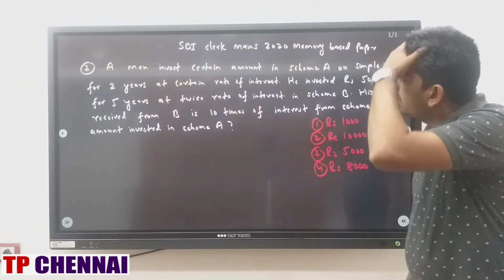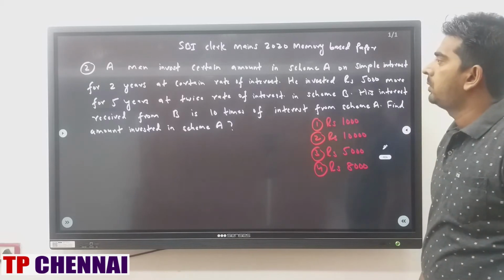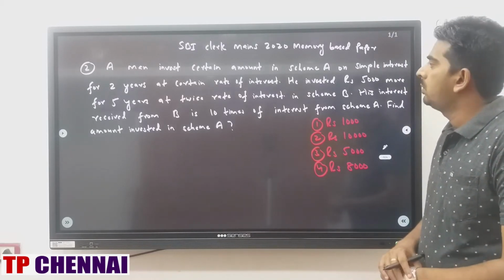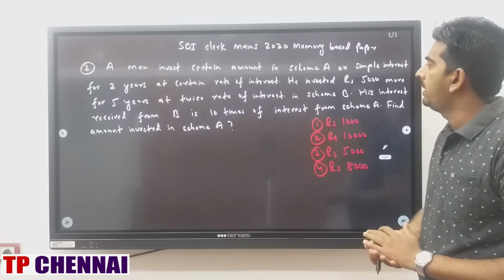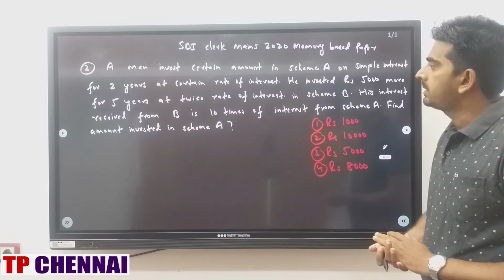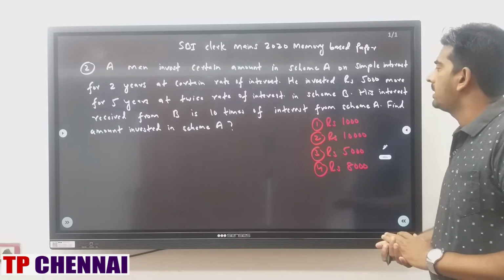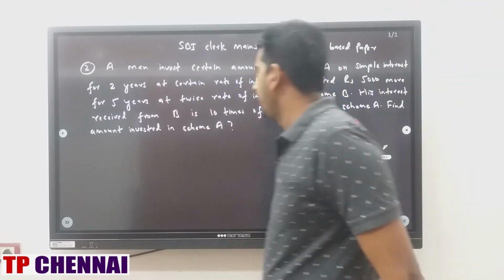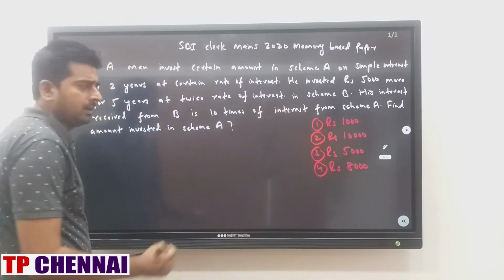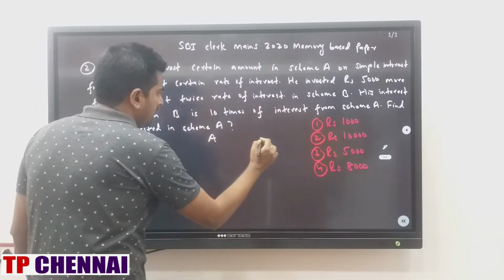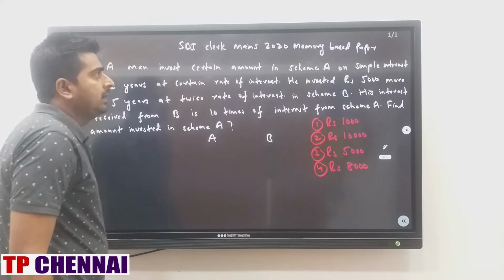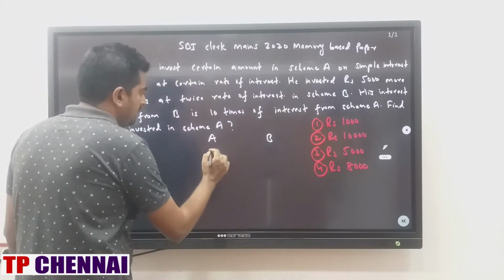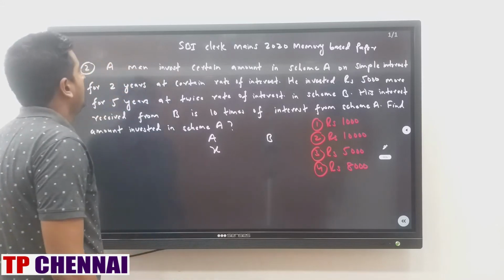A man invests a certain amount in scheme A on simple interest for 2 years at a certain rate of interest. He invested rupees 5,000 more for 5 years at twice the rate of interest in scheme B. His interest received from B is 10 times the interest received from scheme A. Find the amount invested in scheme A. So two schemes are there, scheme A and scheme B. I don't know his principal in scheme A, so let us assume that value is X.